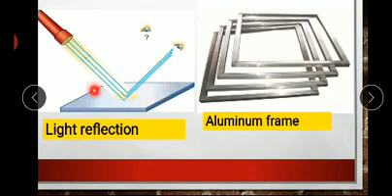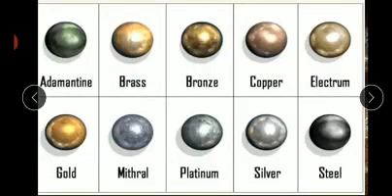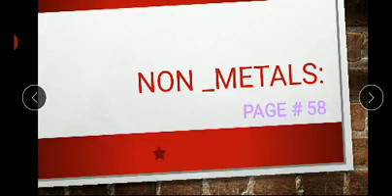Just like this is the mirror example, light reflection of silver. Silver is coated over here, and these are aluminium frames, aluminium foils which can be drawn into shapes. Look over here, these are all the examples of different types of metals: brass, bronze, gold, platinum, adamantine. These are all the examples of metals.